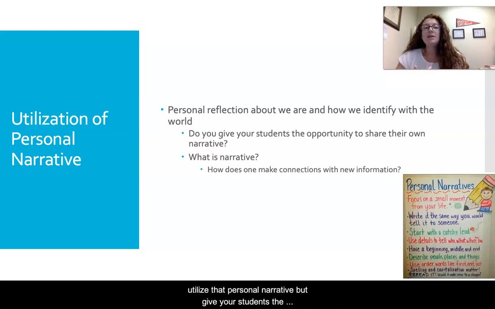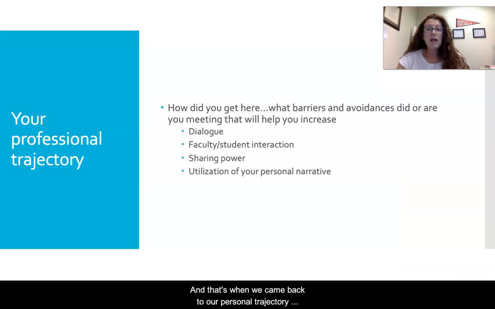So consider how you want to utilize that personal narrative, but giving your students the opportunity to talk about themselves outside of just the confines of that classroom can really help you understand, are there things going on at home? Does your student work multiple jobs? Is there something else that you need to be aware of so that you can help them be successful in your class? And that's when we came back to our personal trajectory.